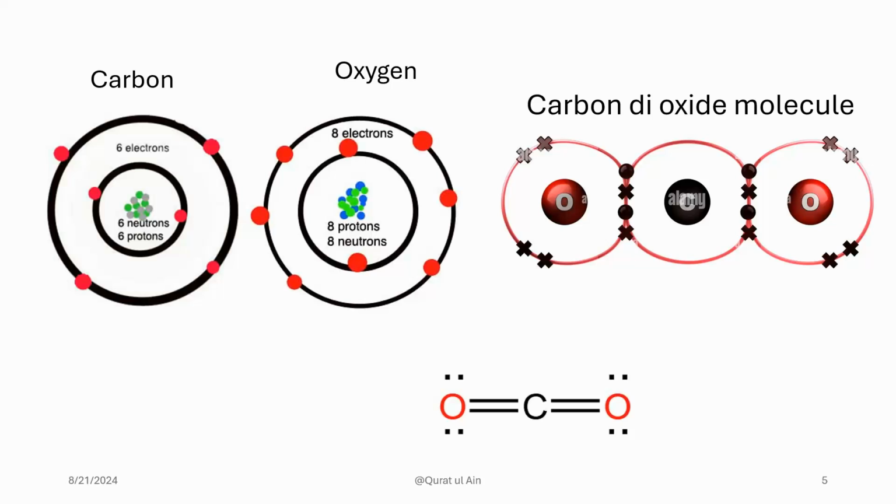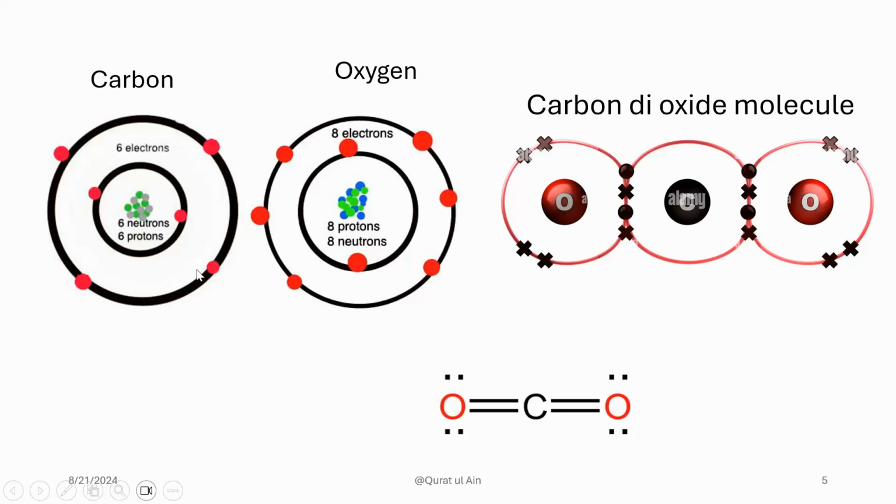Let's have another example here, and this is the example of carbon dioxide. As the name indicates, it has one carbon, and dioxide means it has two oxygen atoms. First we are going to understand the electronic configuration of the carbon atom and the oxygen atom separately, and then we are going to see how the carbon dioxide molecule forms, and how we can write its Lewis structure.